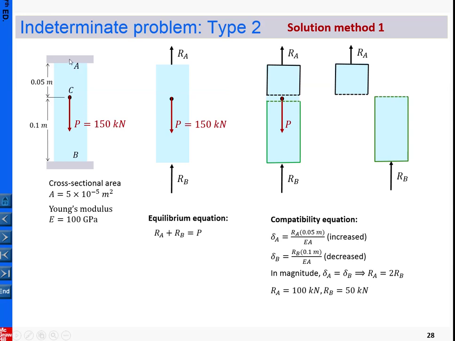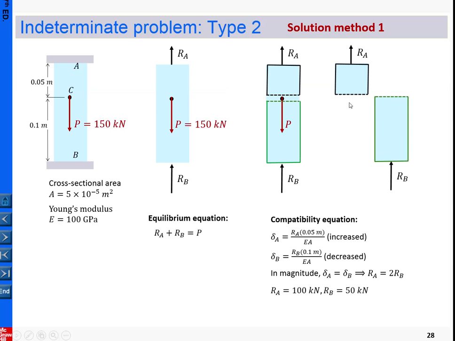In method one, we add the two constraints. Definitely we know the reactions, and we replace the constraint by two unknown reactions, RA and RB. Both are unknown to be solved. And then we take the free body diagrams in the sections, where the sections are basically separated by this loading. So the strategy, the thinking, is this: in the upper portion here, we take the cross section very close to the loading position but not included. Okay, that is the strategy.